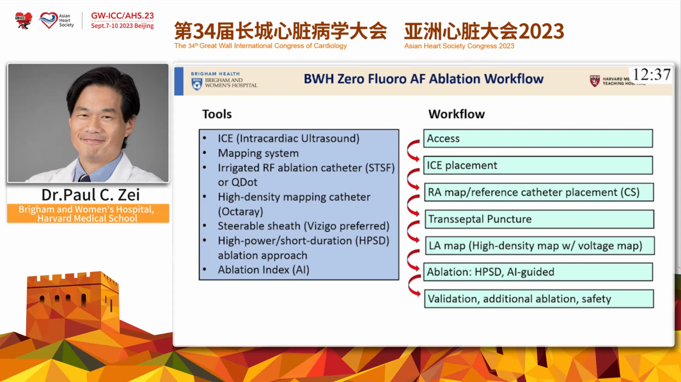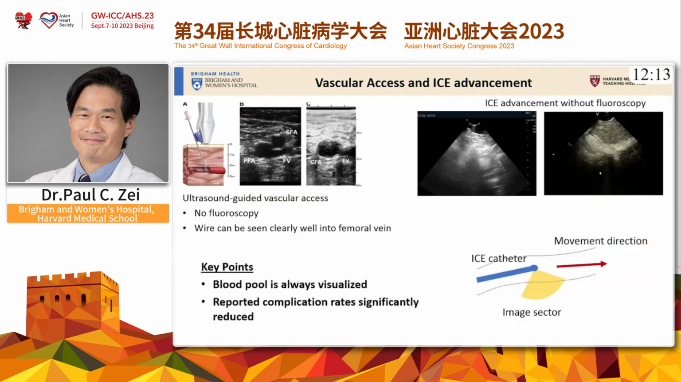Very briefly, our approach is, if you look at the workflow on the right, I'm not going to go over it step by step, but all these steps are essentially identical to what most of us would do anyway with a fluoroscopy-based approach. We just replace much of our imaging with ICE or a mapping system. This is our typical workflow in our lab, so it's very similar to many labs doing ablation of any sort.